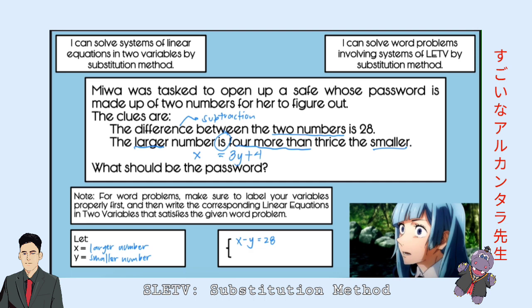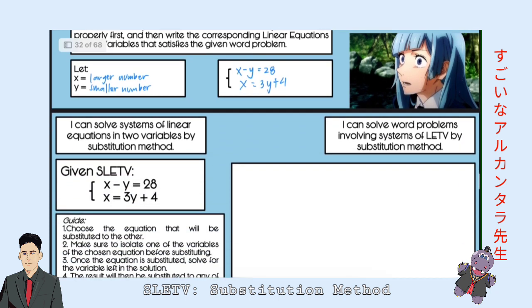Okay? Because more than twice the smaller. So twice the smaller is 3y. Then 4 more than, so plus 4. So our x is equal to 3y plus 4. And thus, if you can see here, the most appropriate method to use here is the substitution method, the easiest one. So let's do that one right here.